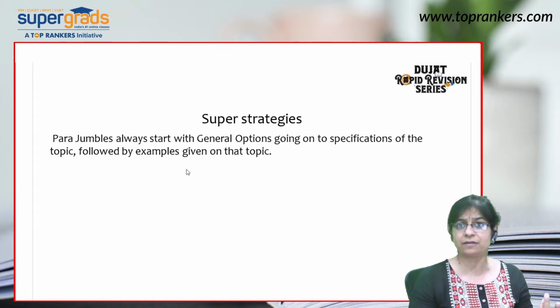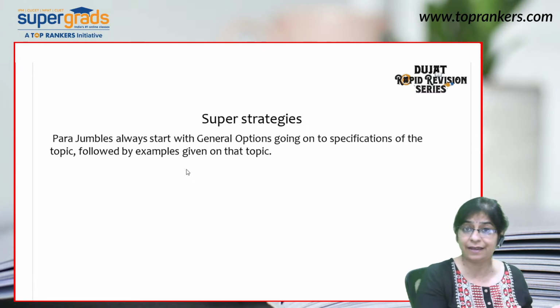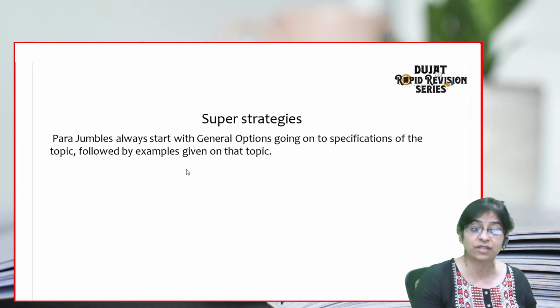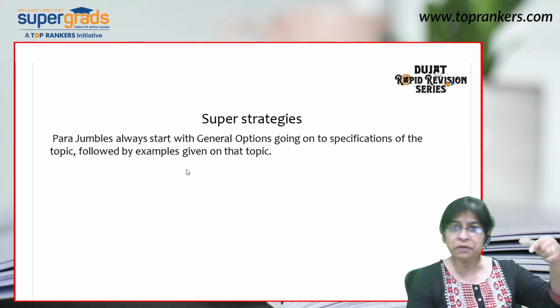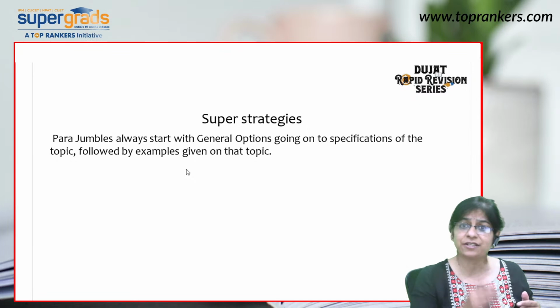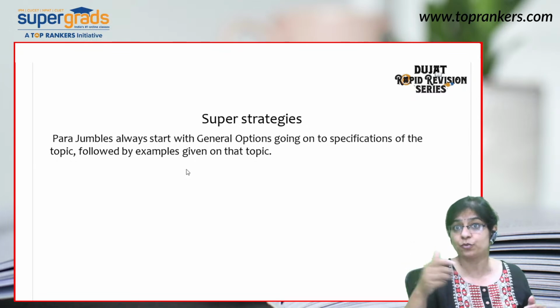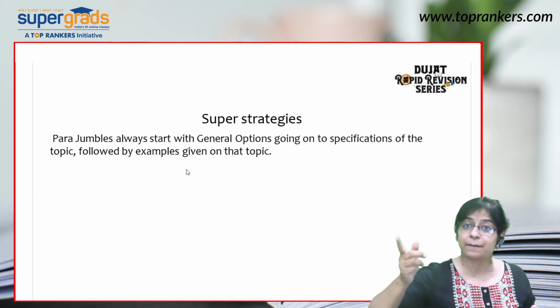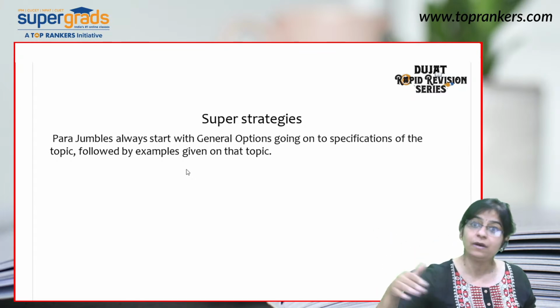And what is a para jumble? At the end of the day, it's a paragraph that they have jumbled. So it follows the same strategy. What we discussed in the last slide was to try to look for the broad passage opener, see which of the answer choices could be the broad passage opener, and eliminate the rest.